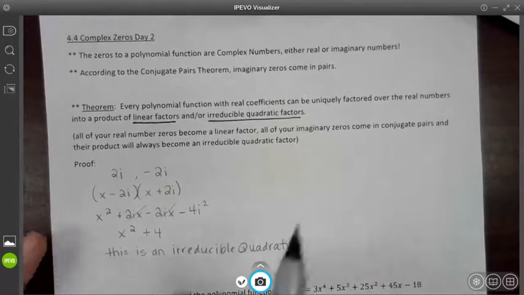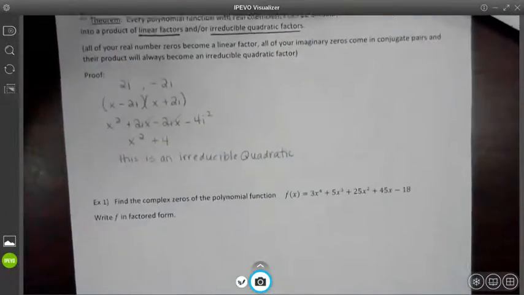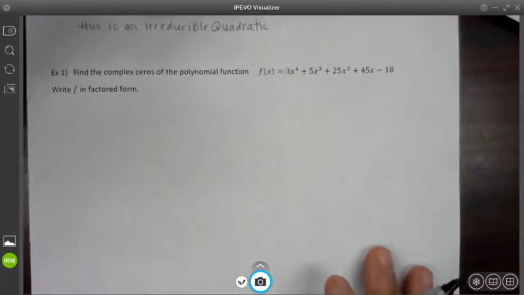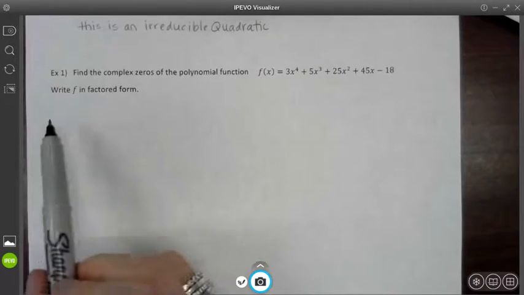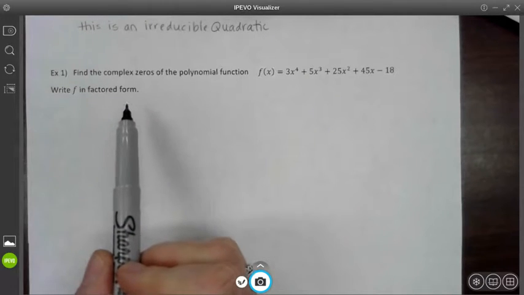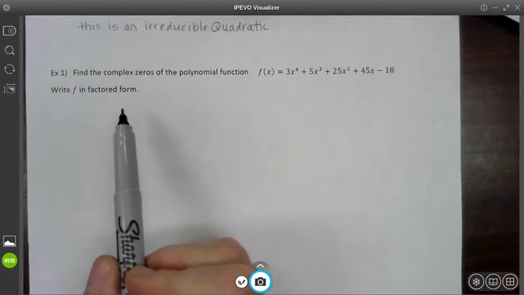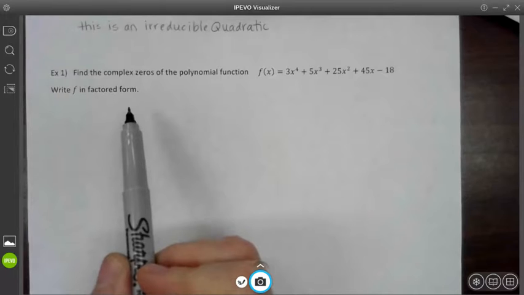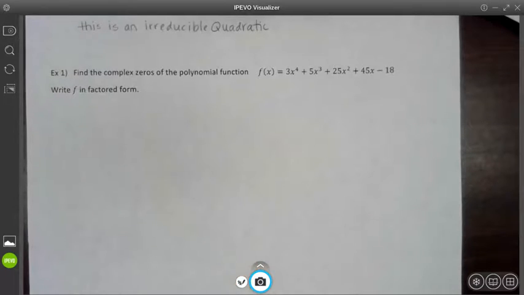All right, here we go. Look at example 1. In example 1, we're going to find the complex zeros of the polynomial function given here, and then we're going to write it in factored form. So when we write it in factored form, we'll write all of our real zeros as those linear factors, and any imaginary zeros, their pairs, become that irreducible quadratic factor, okay?